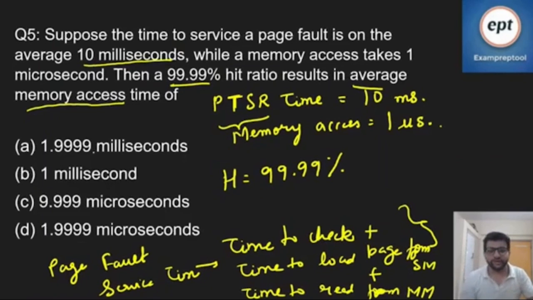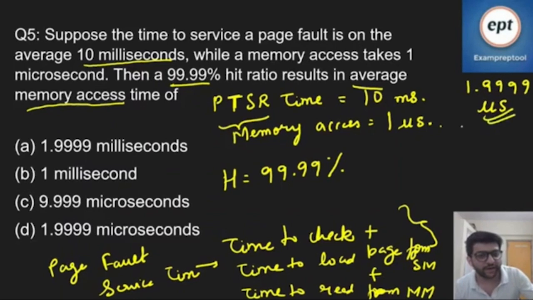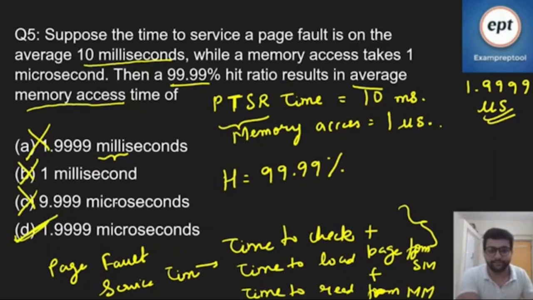If we see the options, option A is saying 1.9999 milliseconds, right? So just be careful, GATE always plays with the options. We have to remember that the unit is microsecond. It was 1.9999 microseconds, right? So option A is wrong because it has been given in milliseconds. Another option is not correct either, which is 1.99 microseconds. So the answer is option D.